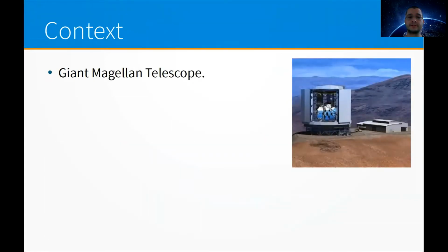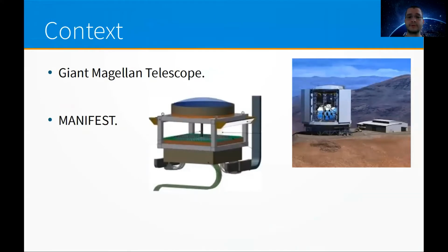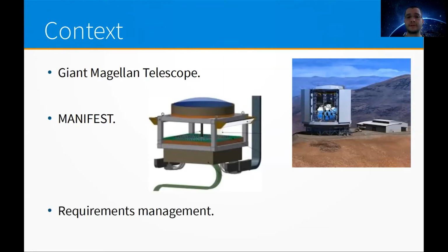We are working on a project that is called the Giant Magellan Telescope Project. It is an extremely large telescope to be launched in 2024, and it is both large and complex. Inside it, we are working in Manifest, which is a many instrument fiber system, which will split light into several instruments, allowing GMT to work with more than one instrument at a time, at the same time that it will increase the field of view of individual instruments. We are responsible for the requirements management of that instrument, a small part of systems engineering.